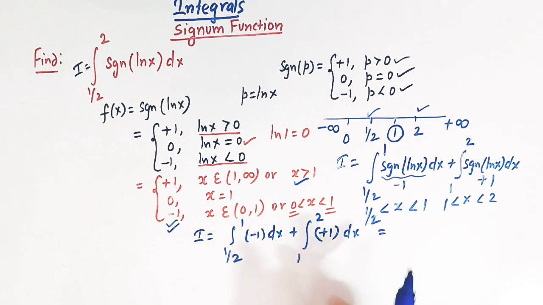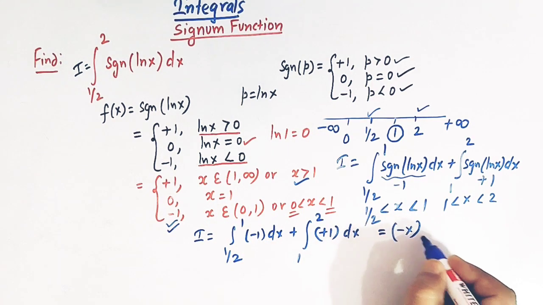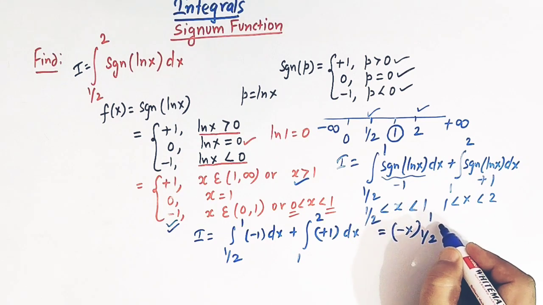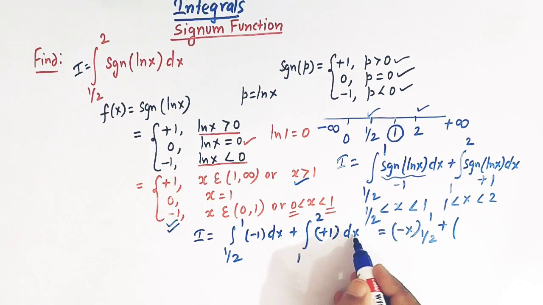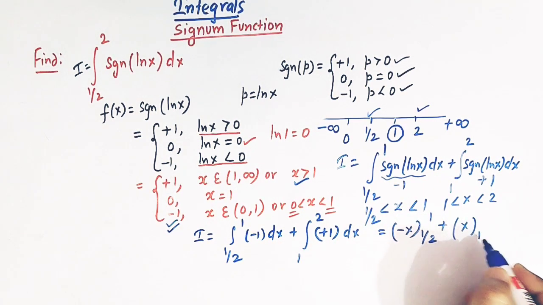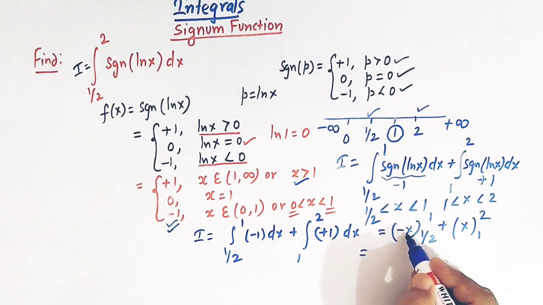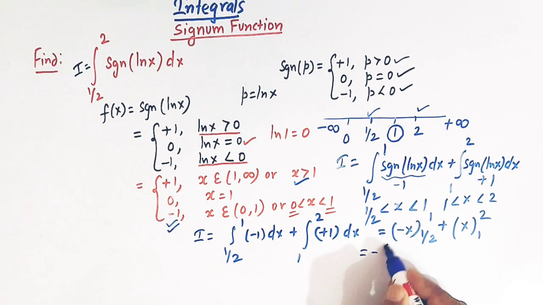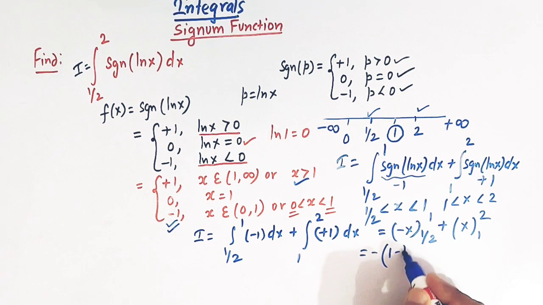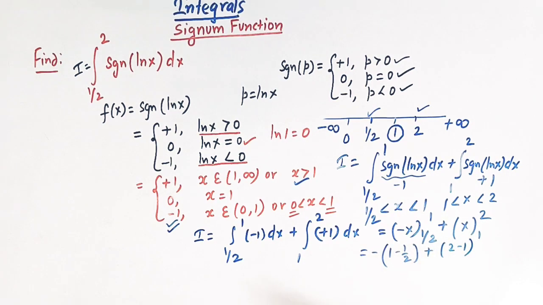Integral of minus dx is minus x. Limits are from half to 1. And here integral of dx is x, and this is 1 to 2, right? So now we can substitute the limits and we'll take the difference. So we have 1 minus half here, and here we have 2 minus 1, right?